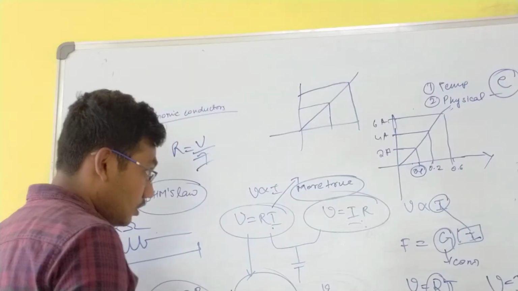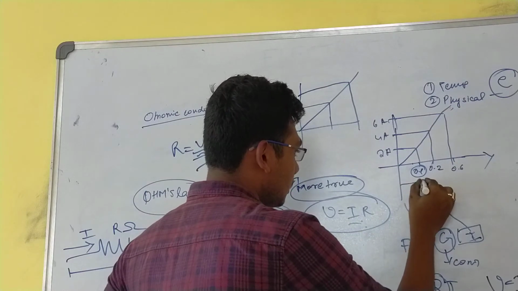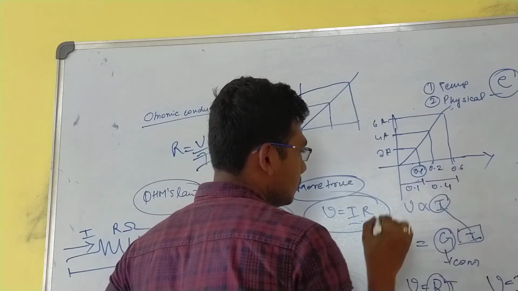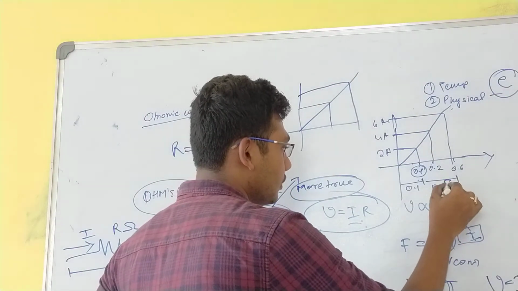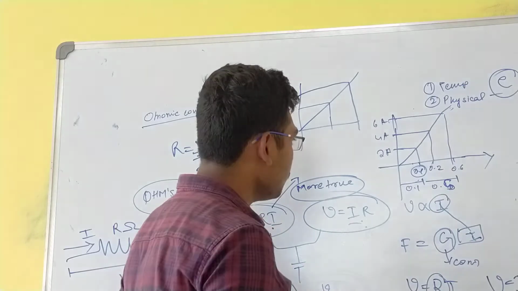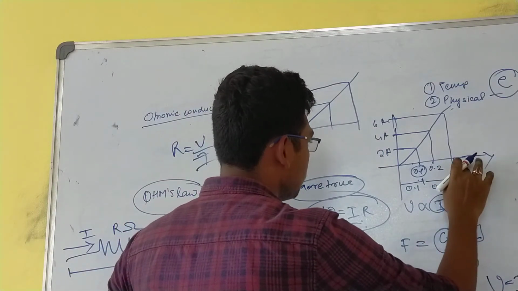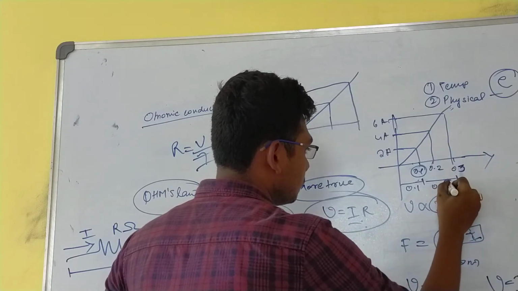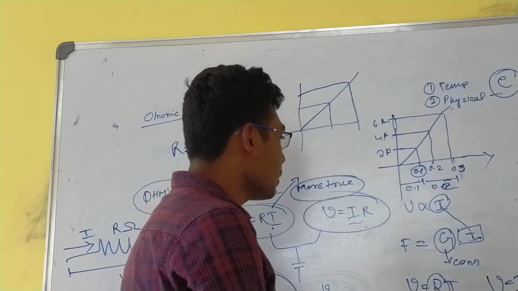Let's move back to this example. This one is 0.1 volts, this one is 0.4 volts, and then 0.5 volts. Sorry, I made a mistake here. It would be 0.3, then 0.2. I made a mistake, so sorry for that.